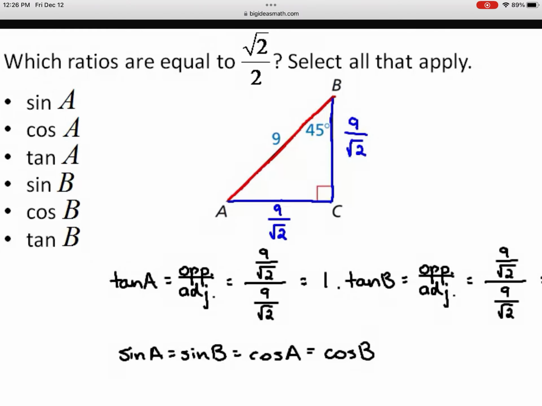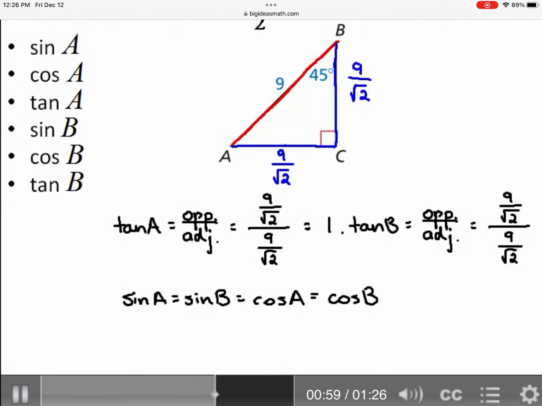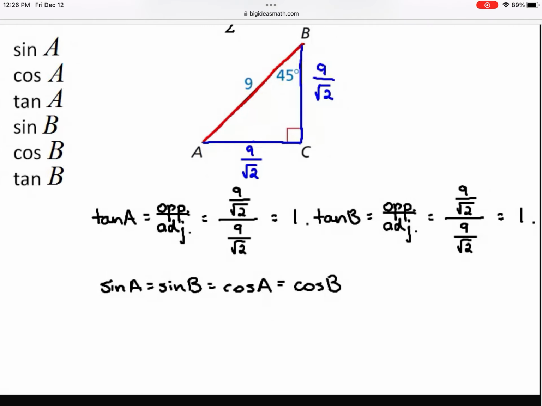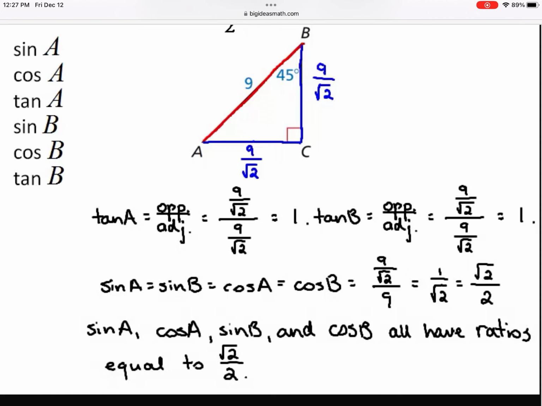Now note that the sine of angle A, the sine of angle B, the cosine of angle A, and the cosine of angle B are all equal, because they all equal the length of a leg divided by the length of the hypotenuse, which equals the quantity 9 divided by the square root of 2 divided by 9, or 1 divided by the square root of 2, which equals the square root of 2 divided by 2. So sine of angle A, cosine of angle A, sine of angle B, and cosine of angle B all have ratios equal to the square root of 2 divided by 2.